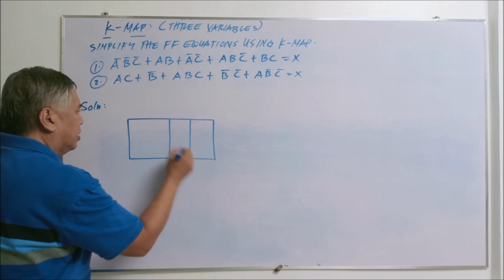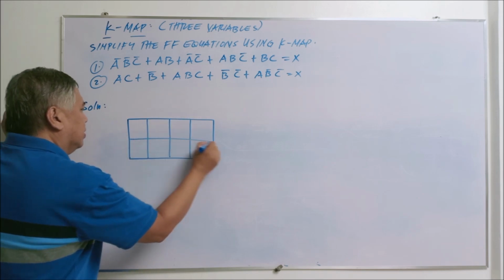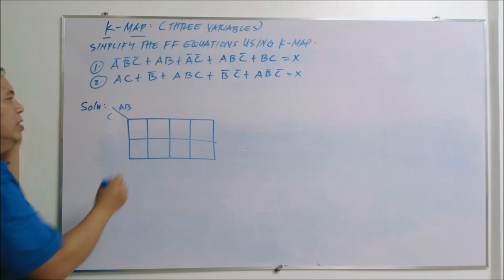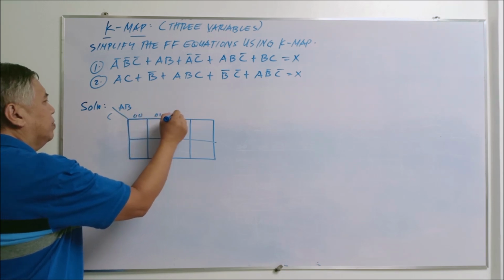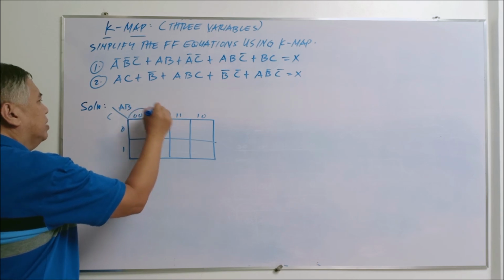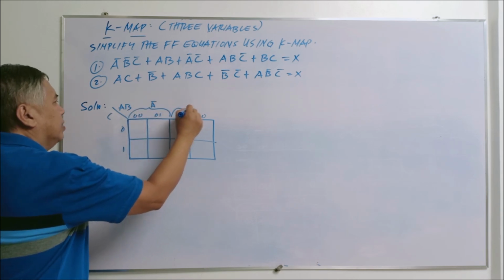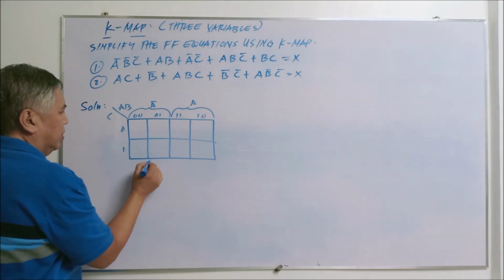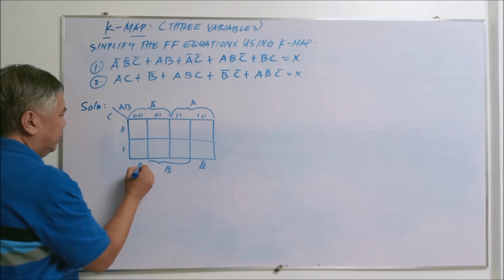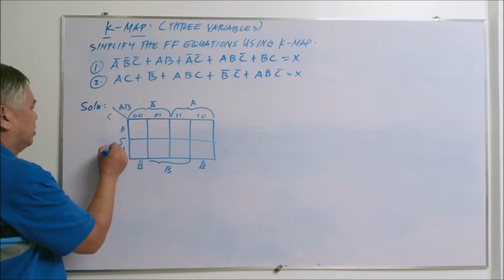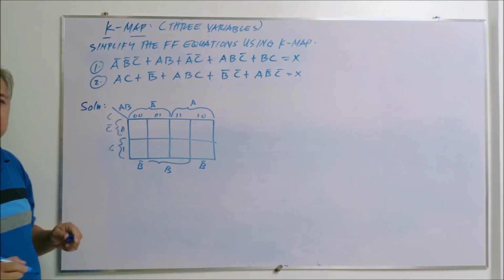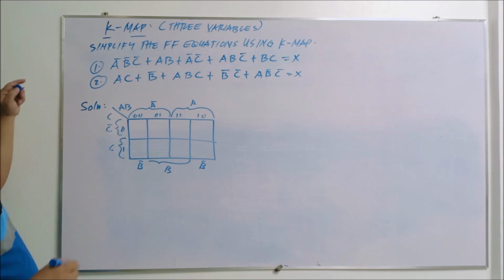Okay, 8 cells again. So we have inputs A, B, and C. And this is 0, 0, 0, 1, 1, 1, 1, 0, 0, 1. And we know that this is under A bar, this is under A, this is under B, this one here is B bar, and then we have here C and C bar. Okay?